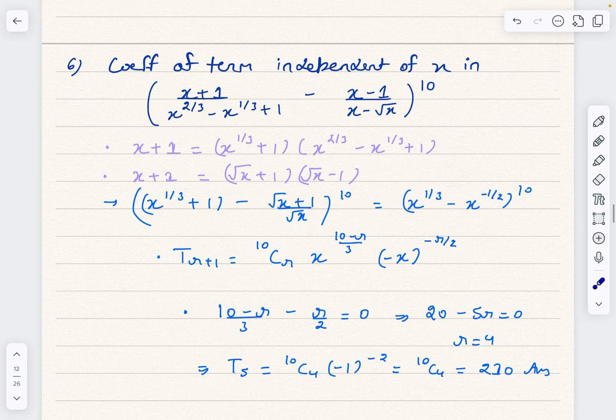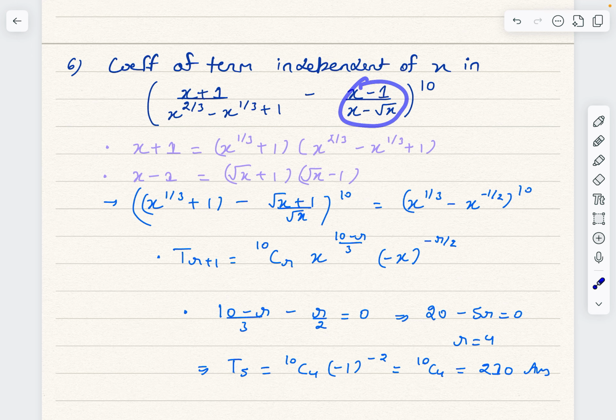The answer is 210. So see, x plus 1 you can factorize as (x^(1/3) plus 1)(x^(2/3) minus x^(1/3) plus 1), basically using the a cube plus b cube identity. And this x minus 1 here, we can write as (root x plus 1)(root x minus 1). So eventually this will come out to be just x^(1/3) plus 1.